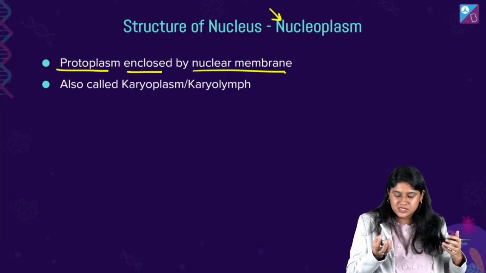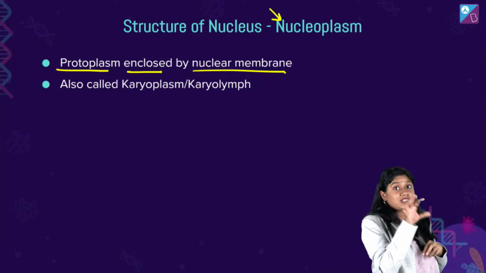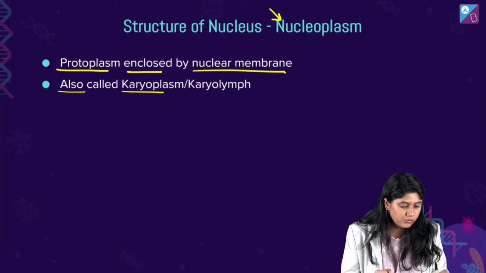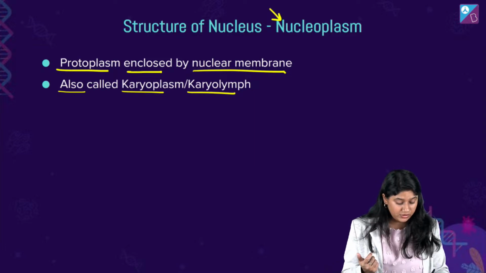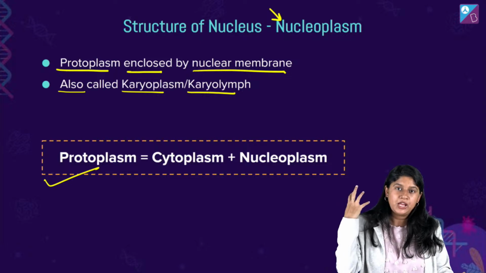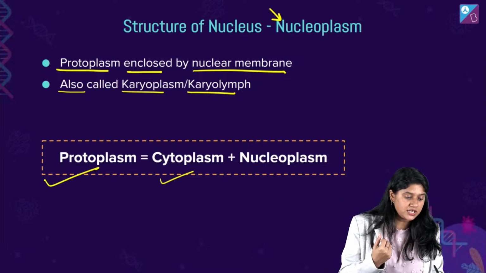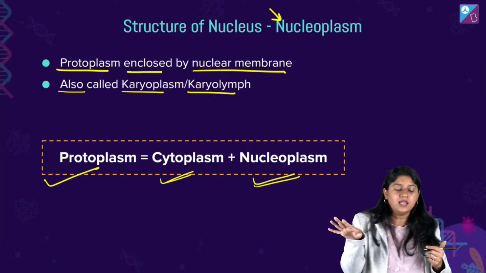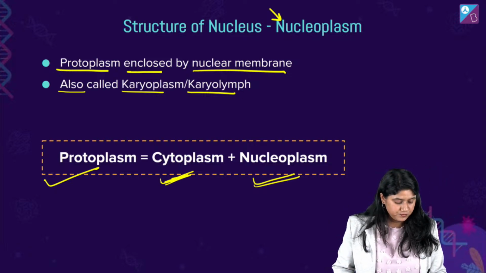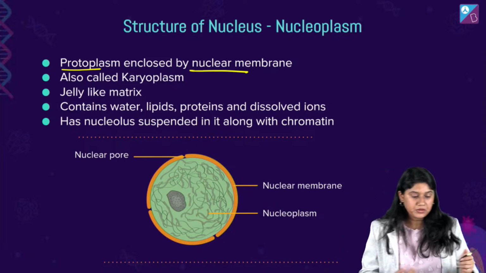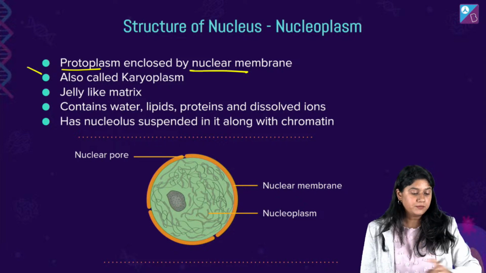Nucleoplasm क्या है? Of course, it's very similar to the cytoplasm, but ये nucleus के अंदर है, right? Also called as the karyoplasm or the karyolymph. Interesting names, everyone, right? अगर हम देखें protoplasm की definition क्या थी? The protoplasm is equal to the cytoplasm and the nucleoplasm. Basically, the living part of the cell, nucleus plus the cytoplasm. So we can say that protoplasm enclosed by the nuclear membrane is called the karyoplasm, right?